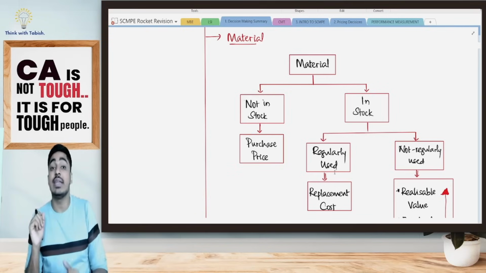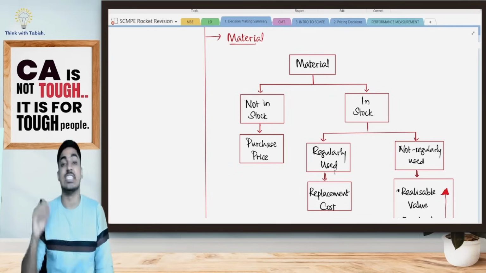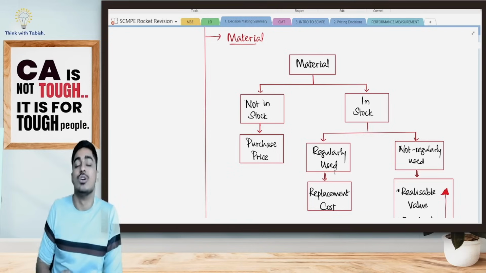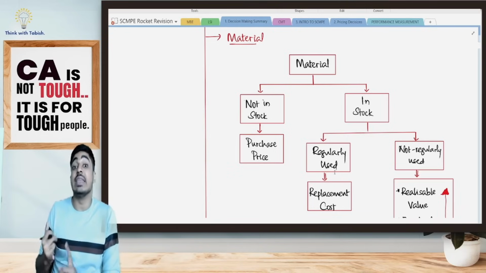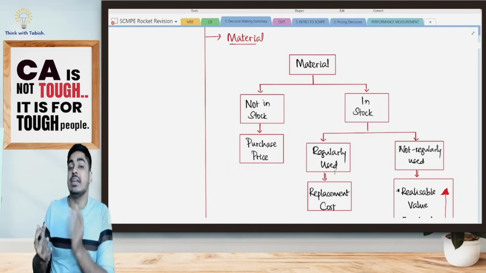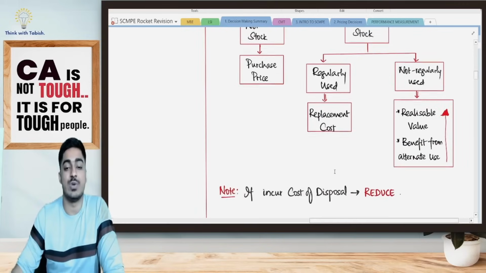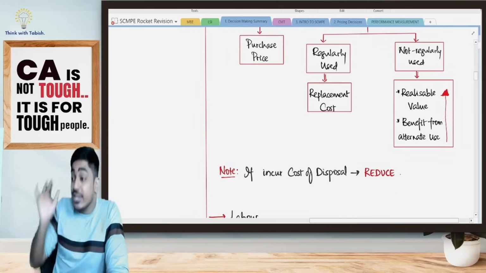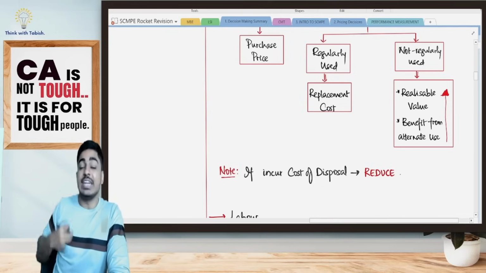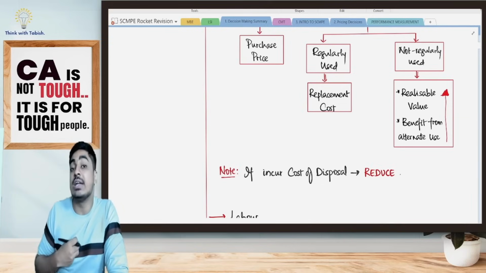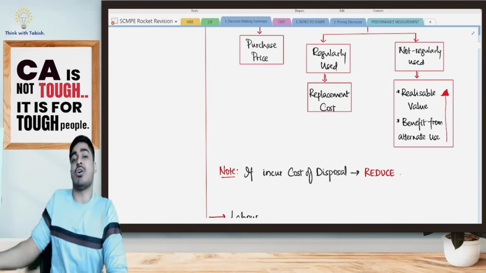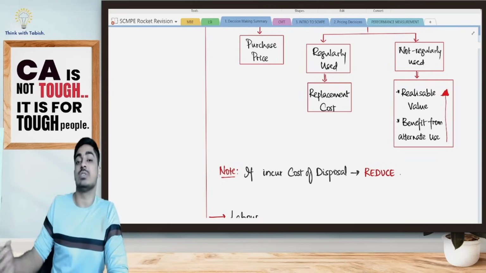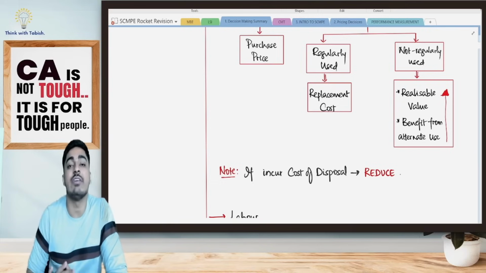If it is not regularly used, I'm asking what we would have done. We would have sold it as scrap and would have earned some realizable value. Yes or no? So my relevant cost is going to be my realizable value or benefit from alternatives, whichever is higher. One important point, students. If my raw material is not regularly used and I'm getting my money on disposal, realizable value, I'll tell it is relevant. But if I have to incur cost of disposal, suppose it is a hazardous chemical, then my cost of disposal I'll be reducing in order to arrive at my relevant cost.